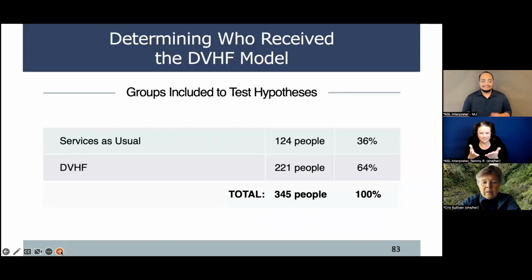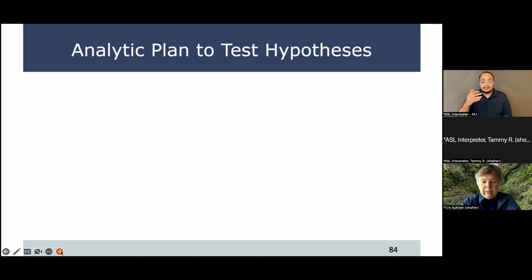At the 6-month time frame, after people had been receiving services, we compared people who received the DV Housing First model with those who received services as usual, and found that 64% of the people had received some form of the domestic violence Housing First model. So this was a good sample for us to be able to compare.